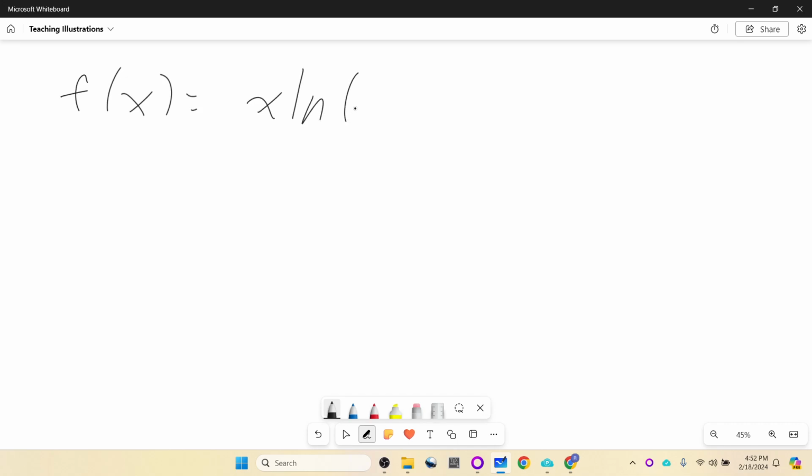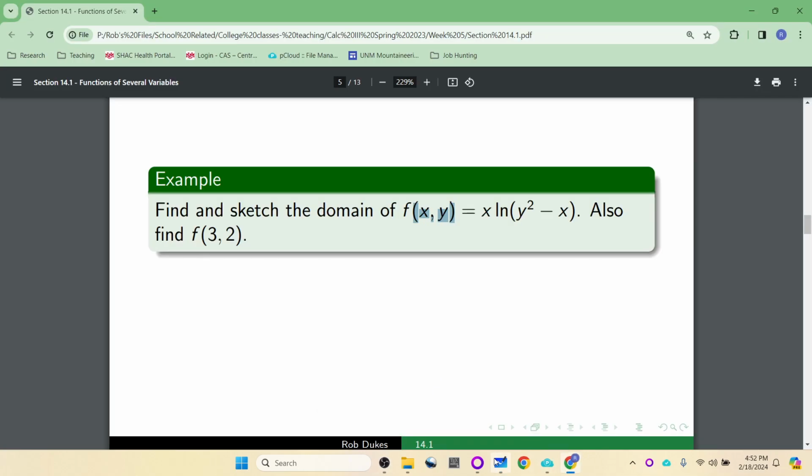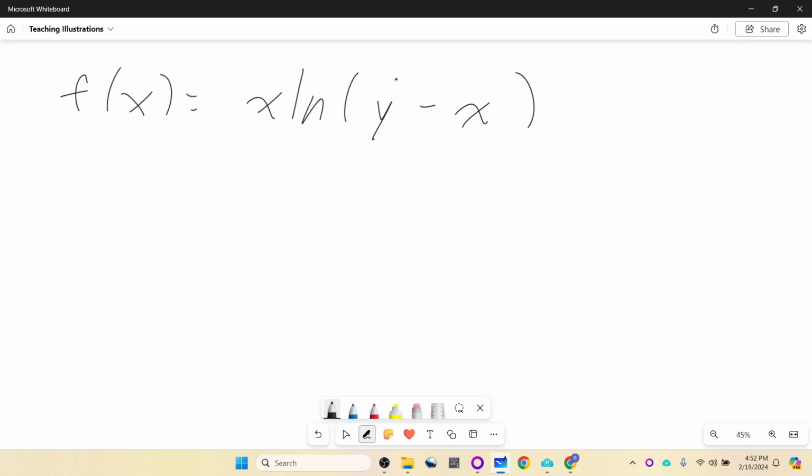So, x ln of, one of those was squared. Which one was squared? Y squared minus x. Okay, so x, y, 2 dimensions. Domain, you can make a little note of this. Domain is in R2, meaning you're going to draw a 2-dimensional graph to put the domain on. You do that just by counting how many variables there are in the input.